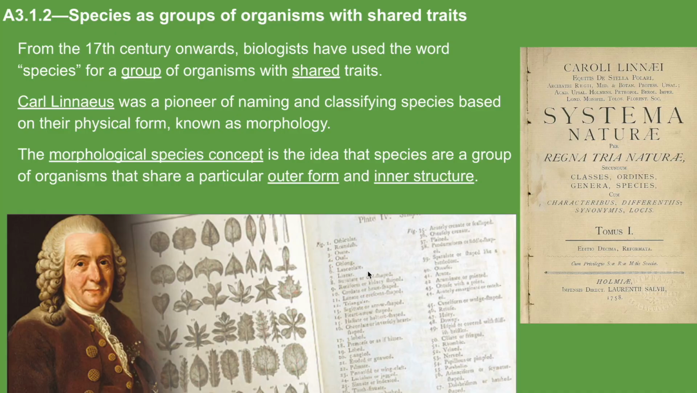We found, of course, some mistakes now that we can access DNA, but Linnaeus didn't have access to DNA. He didn't even know what it was. And so instead, he was using the morphological species concept. Morphology refers to the physical structure, and so he was just classifying organisms based on how they looked and trying to group them together by organisms that looked similar, that had a particular outer form and inner structure.